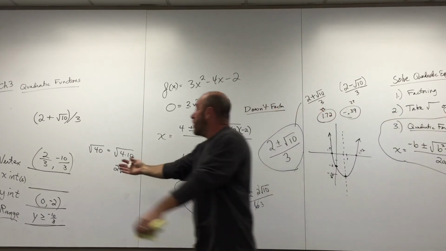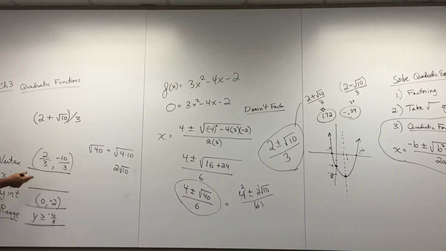And if I want to list them over here, I really don't want to list those approximate answers. I want to list the answer, which is 2 plus or minus the square root of 10 all over 3, comma 0. I'm listing both of them together at once. Is that okay with you?